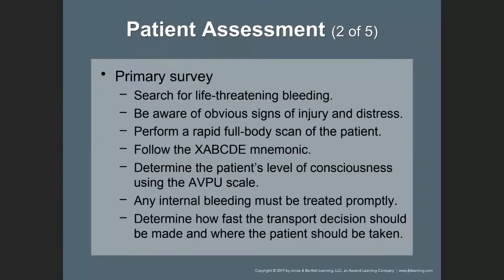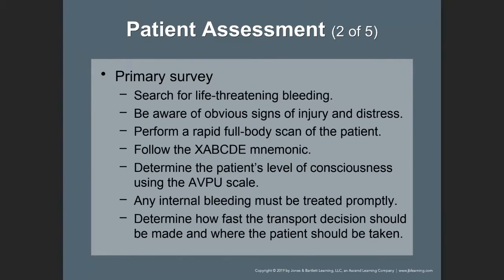Primary survey, search for life-threatening bleeding, be aware of obvious signs of injury and distress. Perform a rapid full body scan of the patient, follow the X, A, B, C, D, E mnemonic. X meaning exsanguination or exsanguinating bleeding. Assess airway, breathing, circulation. Disability is the patient's level of consciousness or orientation. Exposure would be when you expose and do your rapid scan.